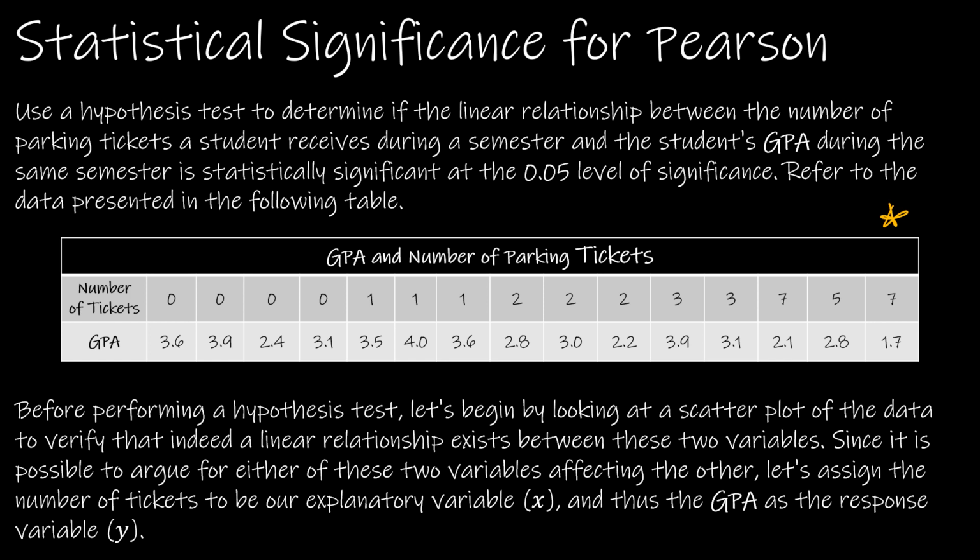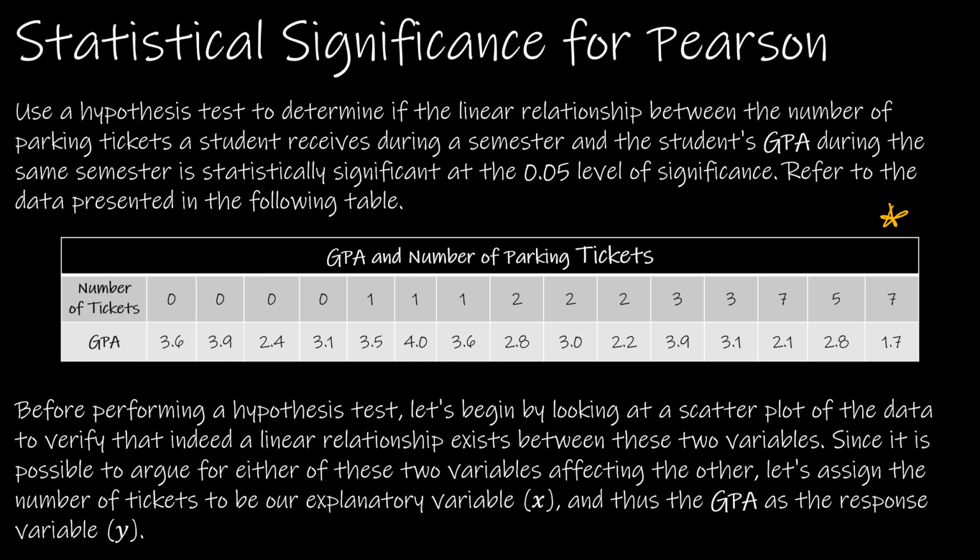Before we actually do the test, I'm going to create a scatter plot with you. It's always a good idea to create a scatter plot so that you can verify that there is in fact a linear relationship, because if there's not a linear relationship, we do not want to move forward with any of these tests. Now, there's really no dependence of one variable upon the other. So I can't say the number of tickets would affect GPA or the GPA would affect the number of tickets.